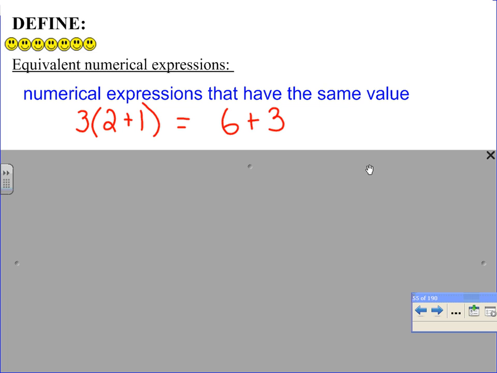Awesome. Yay. Cool. So Alyssa used her order of operations rules from chapter 1. See why we go in this order that we do? 2 plus 1 is 3. 3 times 3 is 9. 6 plus 3 is 9.